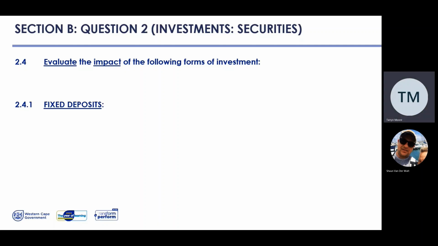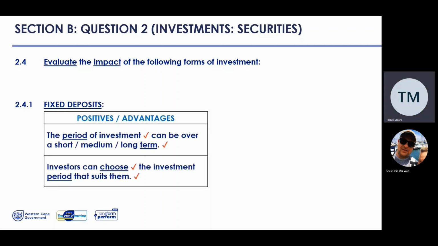A fixed deposit. When I look at a fixed deposit, I'm looking at the positives. Another word for positives are advantages. So should I go for this particular form of investment? Should I invest in a fixed deposit? There is going to be an advantage for me. I can decide on the period of investment. And it can be over a short term, a medium term, or a long term.